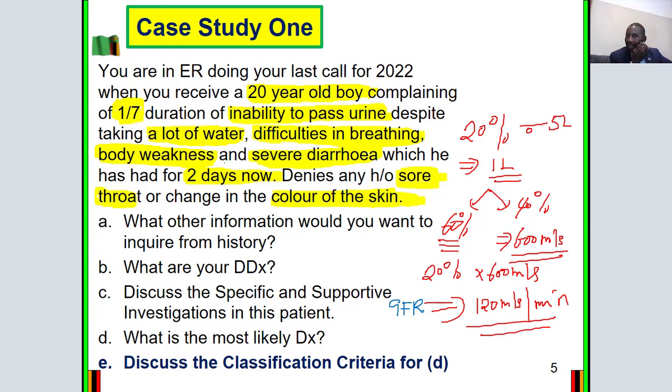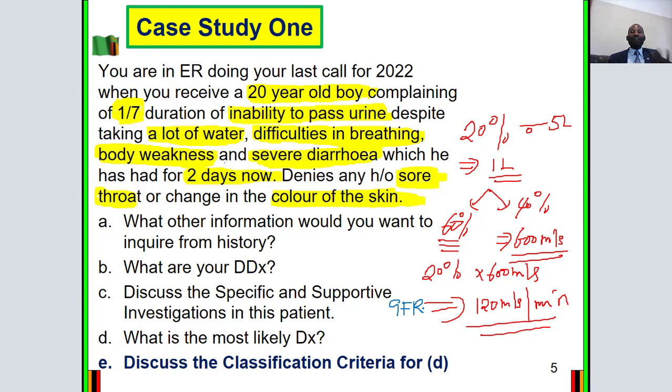Then we can now see what came first. Between the diarrhea and the inability to pass urine, what came first? What came first is the diarrhea, because it is 2 days now, while this problem of being unable to pass urine is 1 day. So keep that in mind as we progress.